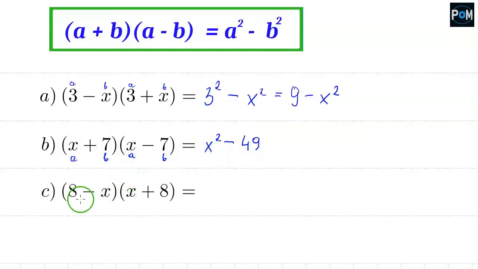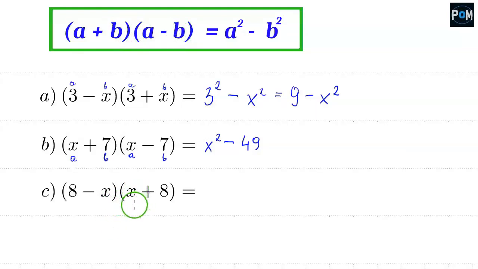Now example C, we have 8 minus x times x plus 8. The example seems the same, but here we don't have the same order and it's not good. We can't use the formula right away. In the formula, the order must be the same. So a is here at the beginning in the first bracket, and b is at the end in the first, and at the end in the second bracket. So here we need to do something.